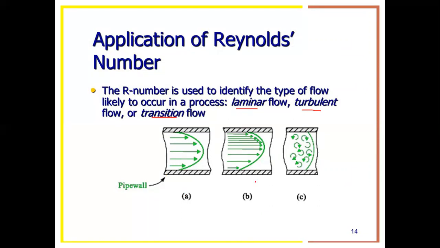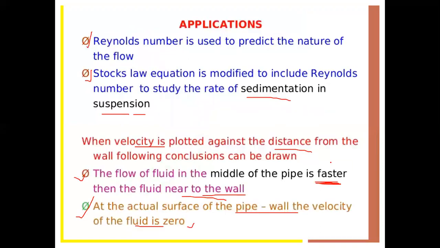Whenever the arrow marks are coming closer together and moving apart, making the flow in some sort of indefinite shape, that is nothing but the transition flow. Whenever the fluid particles or molecules are moving in a zigzag fashion, see the arrow marks, then this type of flow is nothing but a turbulent flow. Got it? Okay?